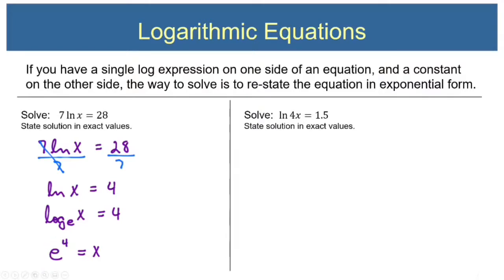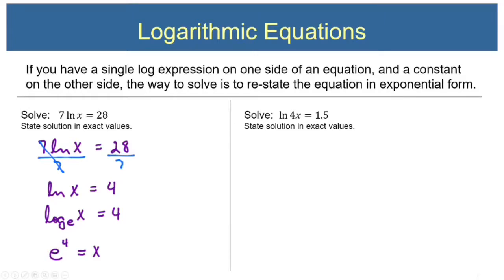Again, if you wanted a decimal value for this, you could use your calculator. You have an E button on your calculator. It's actually the second function of the natural log. So you could evaluate e to the 4th power, and it would be 54.598, blah, blah, blah. But for this example, it's not necessary because notice that this says state solution in exact values. This is exact. Once you put it in the calculator and get a decimal value, it won't be exact anymore. So this is exactly what we want.